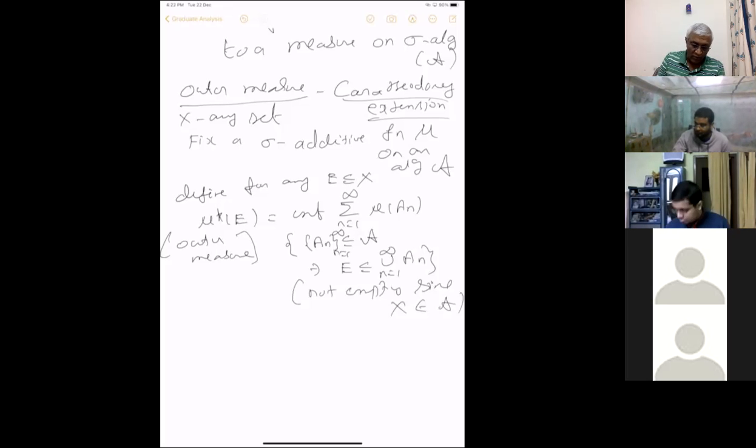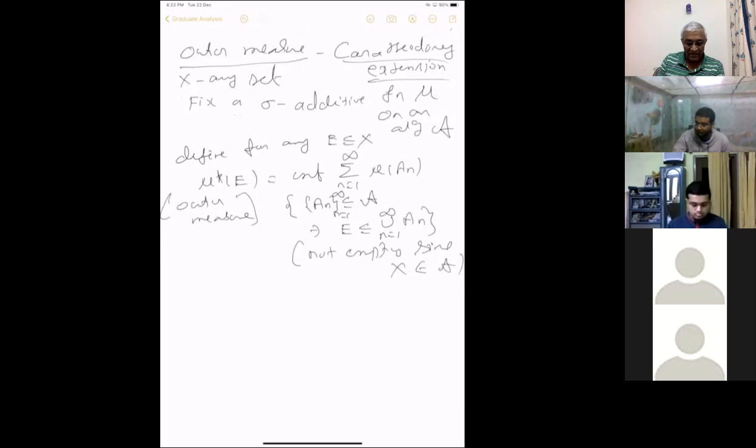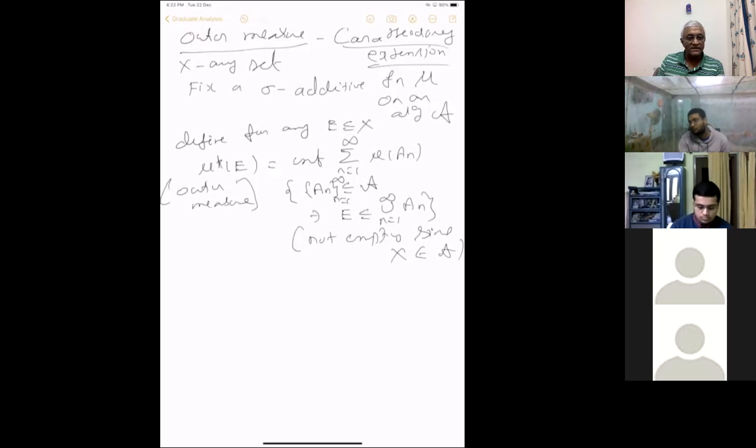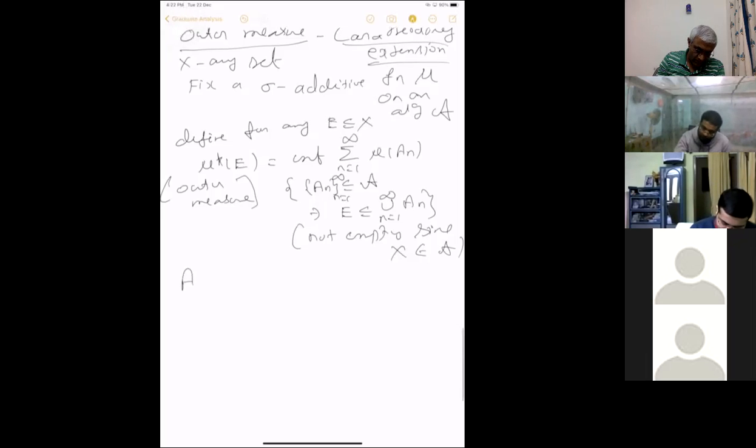Now we have a long way to go. We want to prove several lemmas and finally prove that this can be restricted to a sigma algebra. So what do we prove? Our aim is to prove, first, mu star restricted to this A is just mu. That is one thing we have to verify, because that's what we want to extend.